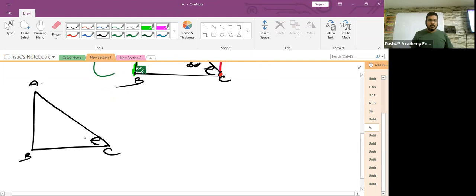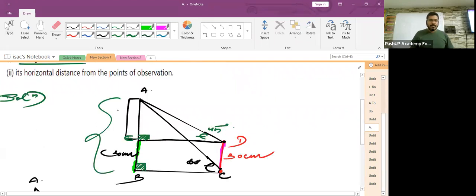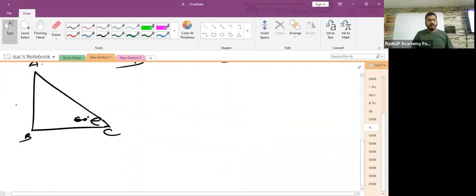How much is this angle? 60 degrees, right? Then AB. Children, I'll do one thing. I'll just assume AE is equal to X. So what will be the whole of AB? The whole of AB will be X plus 30.